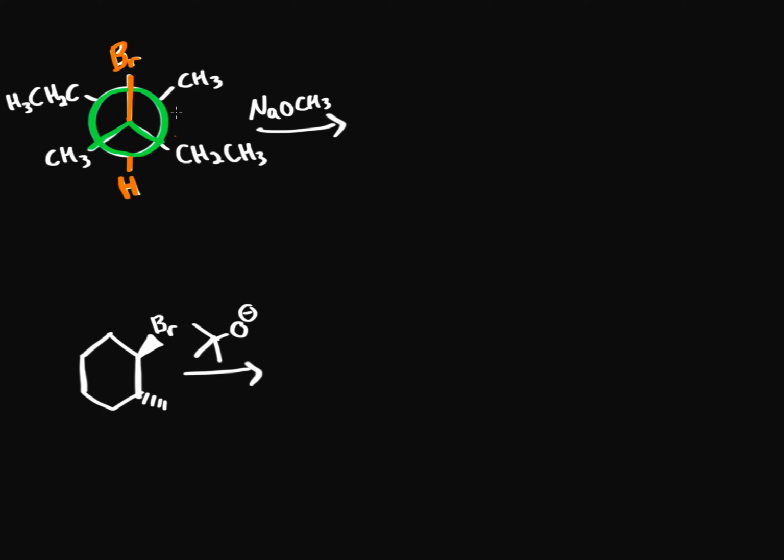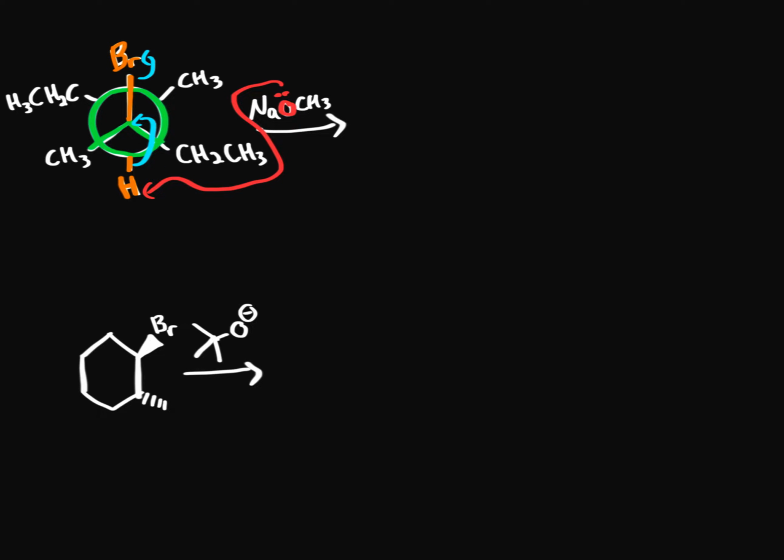And because it's anti, we can do an elimination reaction where our oxygen, which is going to act like our base with its lone pair, is going to go to this hydrogen, attack it, and then the electrons connected to this hydrogen are going to move and form a bond with this front carbon over here, and bromine is going to take a lone pair with it and leave.